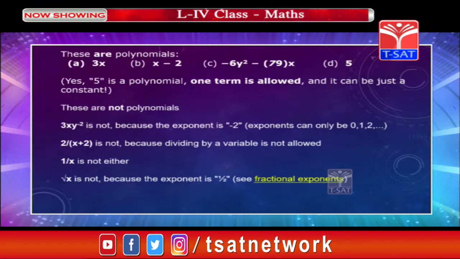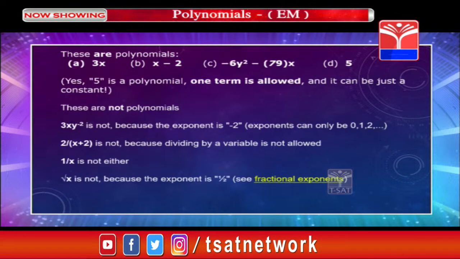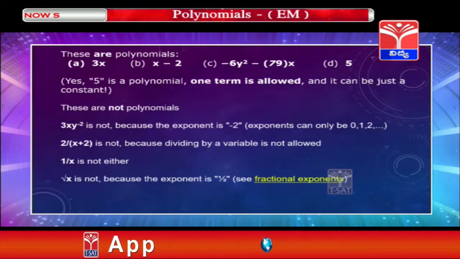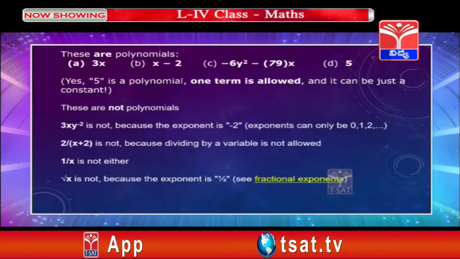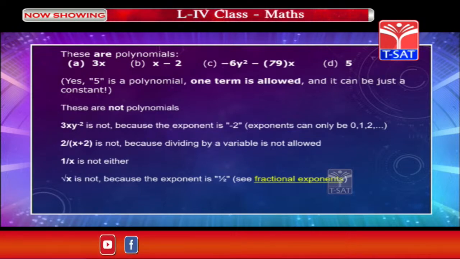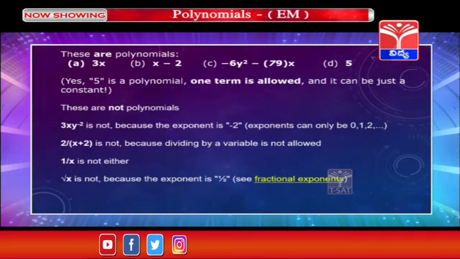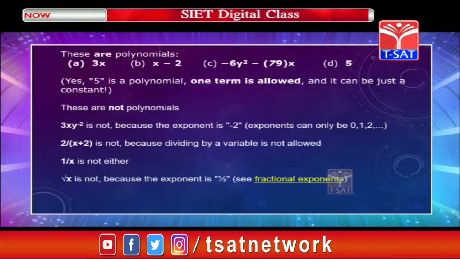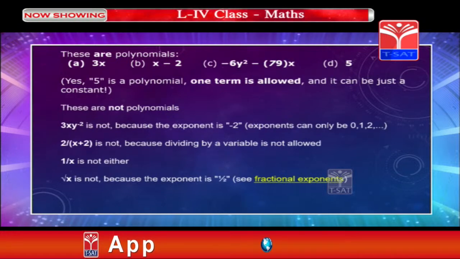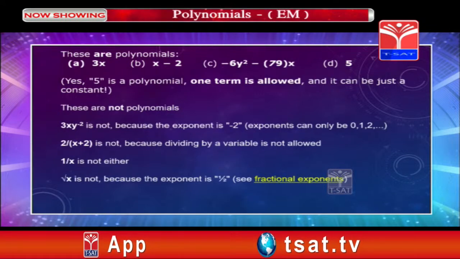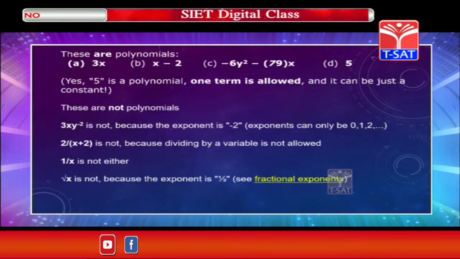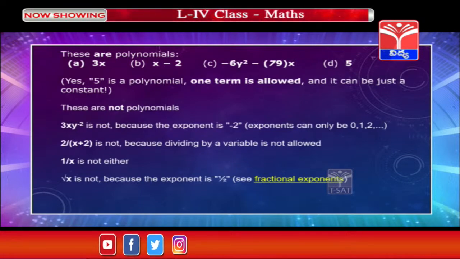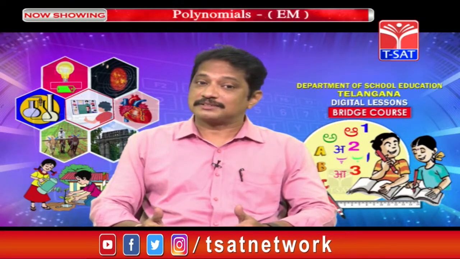Let us see some more algebraic expressions, that is 3x y to the power minus 2. This is an algebraic expression which is not a polynomial. The reason is the exponent is minus 2, the power of y is minus 2. Clear? So, 3x y to the power minus 2 is only an algebraic expression, but not a polynomial. Maybe you understand some algebraic expressions are not polynomials, correct.